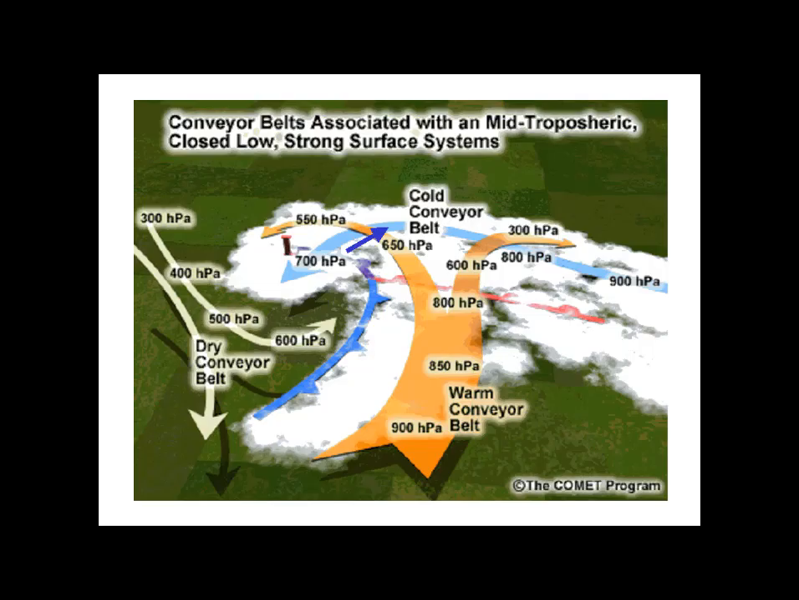Here's a conceptual diagram of what I just talked about. Here's the warm conveyor belt, and here's the cyclonic branch of the warm conveyor belt. We refer to that as the secondary warm conveyor belt, but when occlusion begins, we refer to this as the trowel. The cold conveyor belt here, pictured in blue, and then we have the dry slot or dry conveyor belt back here.